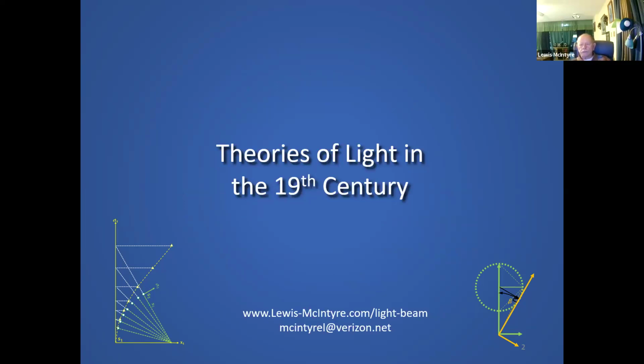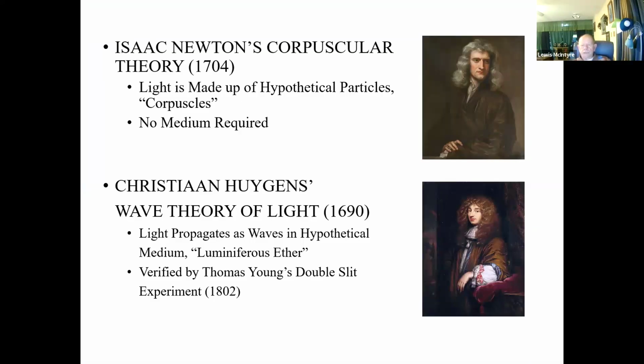First, we need to look at the theories of light in the 19th century. Isaac Newton came up with the corpuscular theory of light, that it was made up of tiny particles. This remained in vogue until the early 19th century, when Thomas Young's double slit experiment verified Christiaan Huygens' wave theory of light from a century before, which then became the dominant theory. Waves need a medium in which to propagate, and so the hypothetical luminiferous, or light-bearing, ether was proposed.